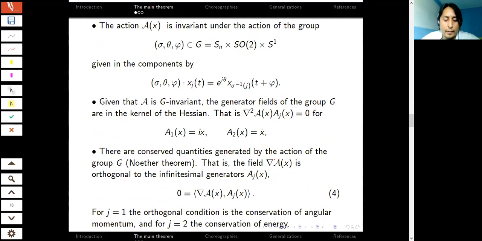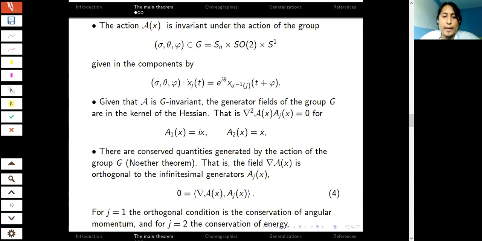So now what are some technicalities? I think I have 20 minutes. Okay. So some technicalities, I will go very fast. So the action A is invariant. That's where things start to get interesting. The action A is invariant under the action of a group G. What is a group G? I'm going to be fast. It is the permutations of the vortices, because I am taking vortices with equal circulations, the rotations in the complex plane, and time translations.